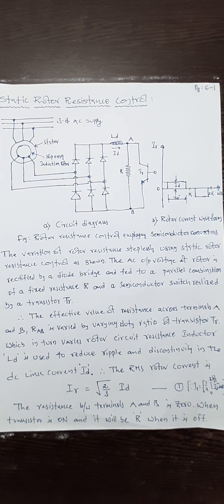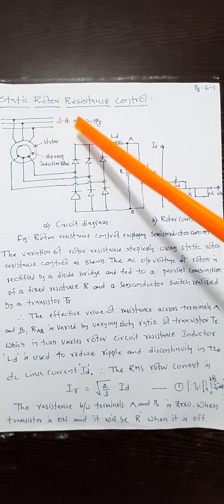Now let us start this class with static rotor resistance control. This is the second method of rotor side control. Static means stationary, whereas conventional means it is the dynamic method. Static is the stationary method. So let us see how the rotor speed is controlled in this static rotor resistance control method.